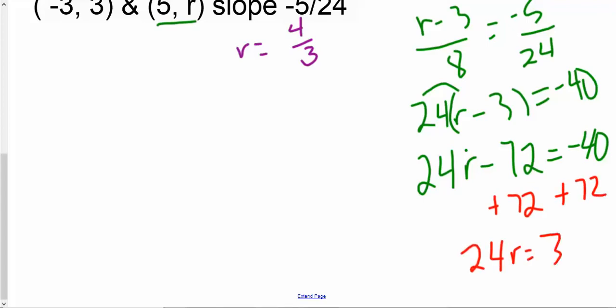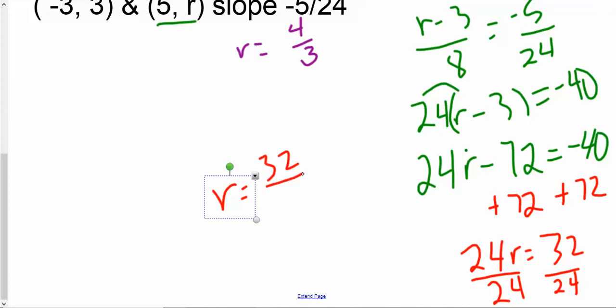And now we need to divide by 24 on both sides. And this gets r is equal to 32 over 24. We realize these are both divisible by 8. So we can simplify this down to 4/3.